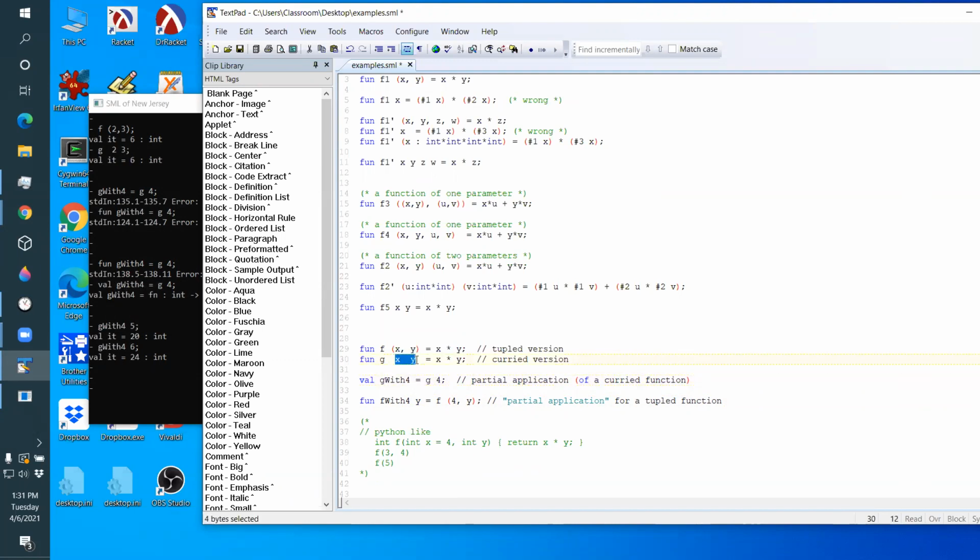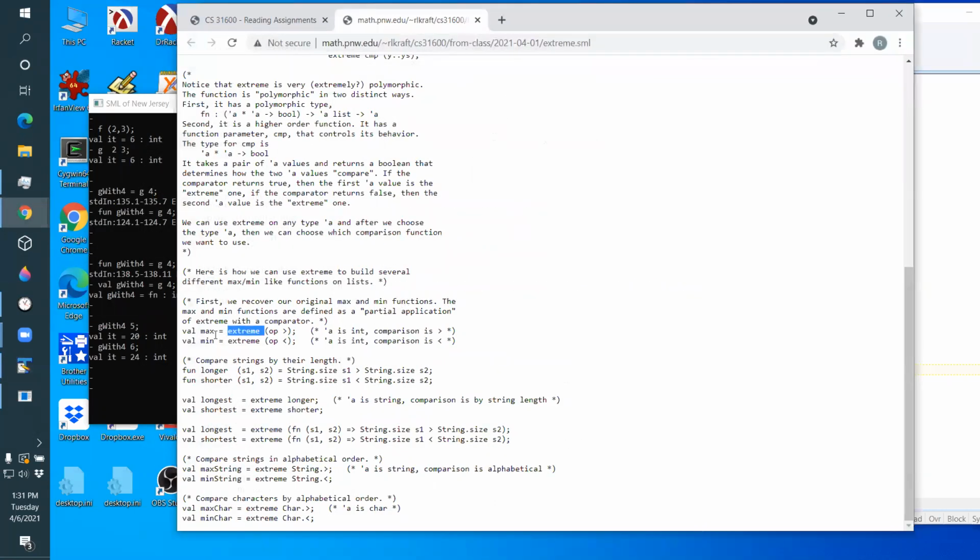G takes in two numbers and multiplies them. G with 4 only needs one more number and it multiplies everything by 4. That's not especially useful, but it shows you what the idea is. On the other hand, this one here is exactly what it's used for.